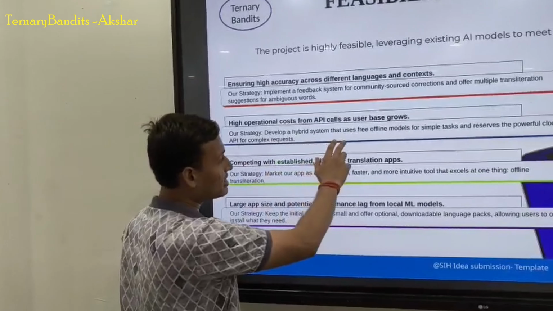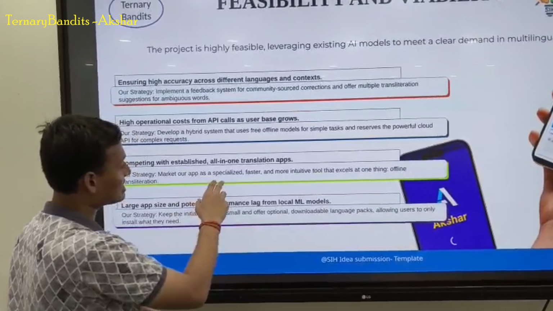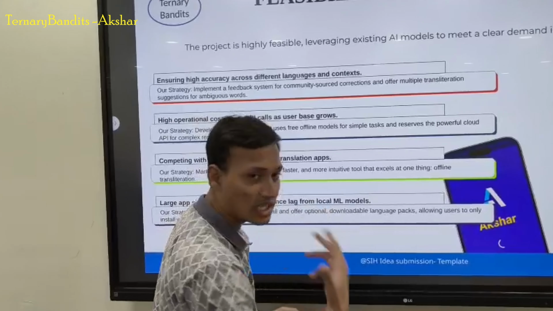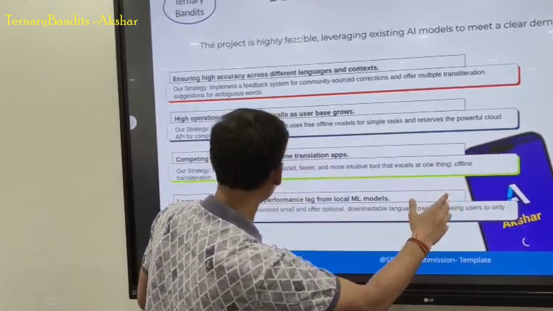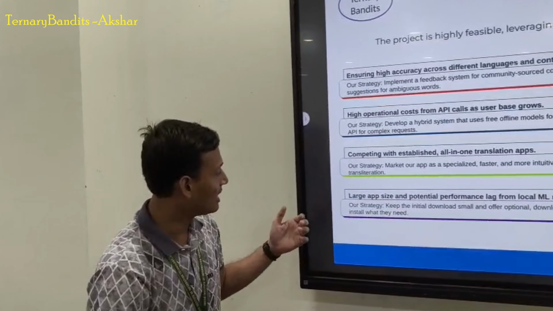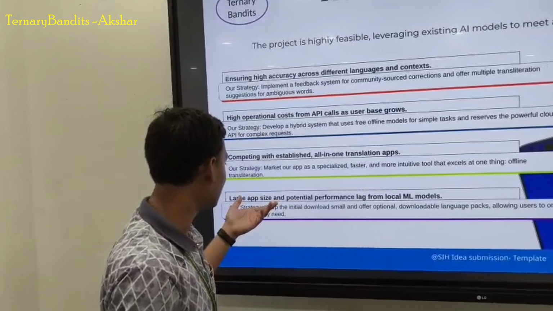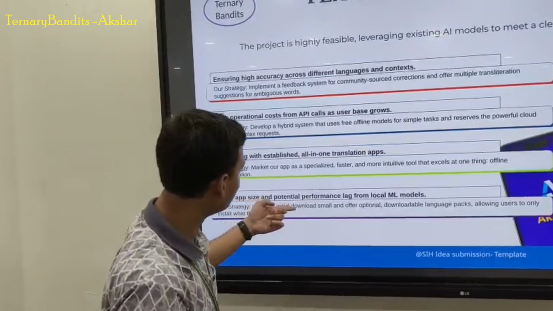It competes with established all-in-one translation apps, so we market our app as a specialized, faster and more intuitive tool that excels at one thing, offline transliteration. And lastly, there is the risk of large app size and potential performance lag from local ML models, which doesn't happen in our app. We keep the initial download small and offer optional downloadable language packs that allow users to only download what they need.